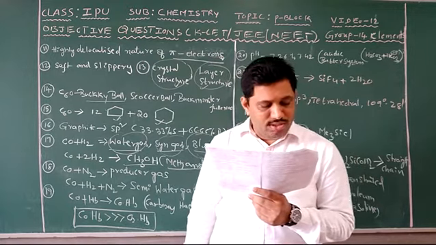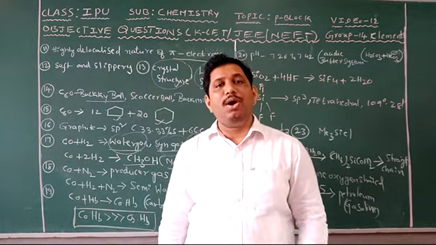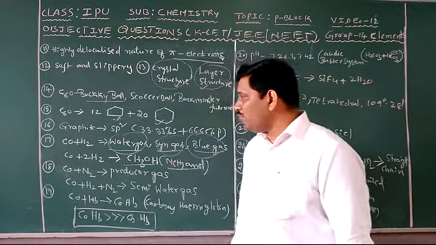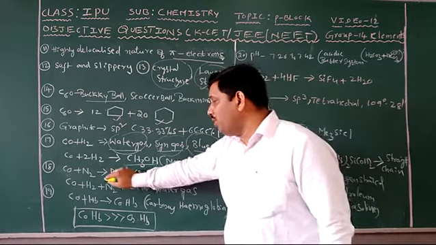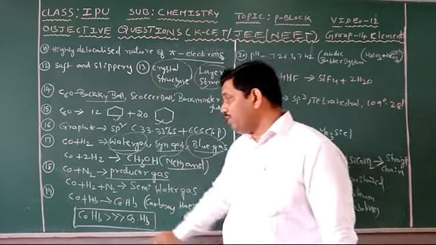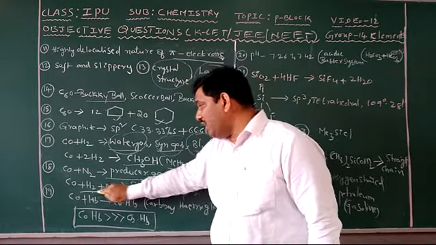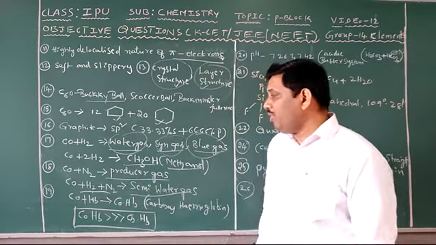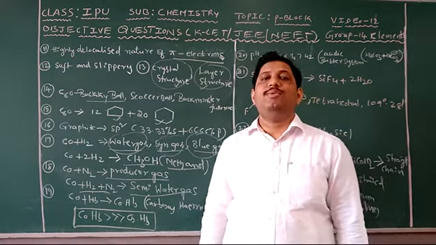Sorry. Question number 18. The mixture of carbon monoxide and nitrogen is known as producer gas. And the mixture of CO plus H2 plus N2 is known as semi-water gas.